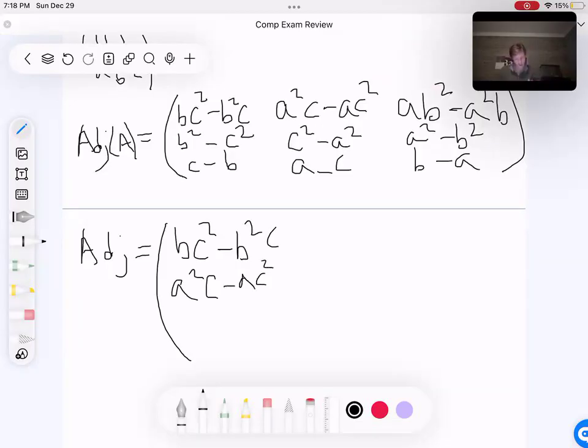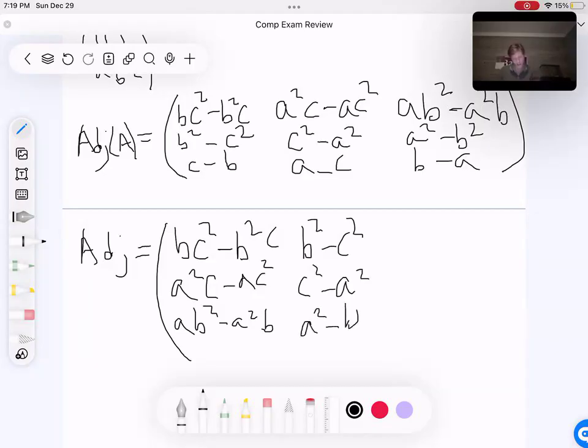And then squared minus A squared B. Awesome. And then row 2 is actually column 2, right? So that is going to give us B squared minus C squared, C squared minus A squared, and then A squared minus B squared. And then lastly, we're going to get C minus B, A minus C, and then B minus A. Awesome. Okay, so now we have found our adjugate matrix, right?